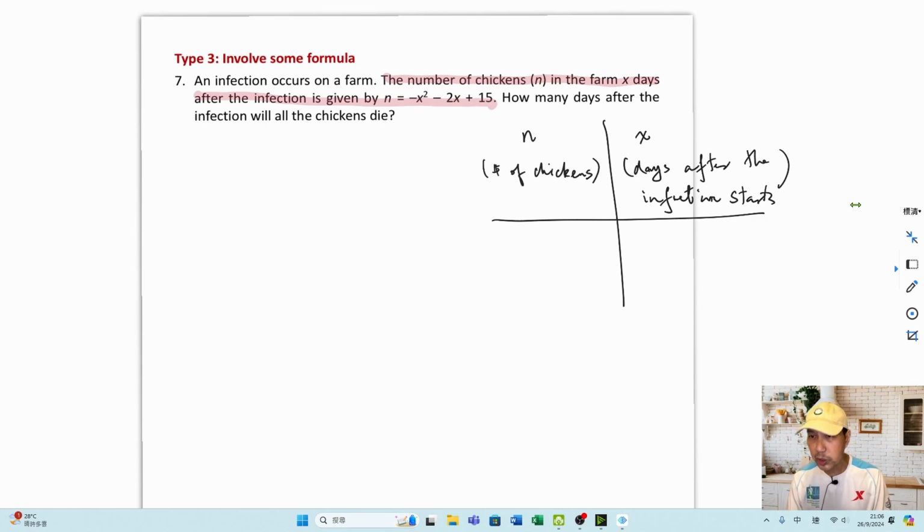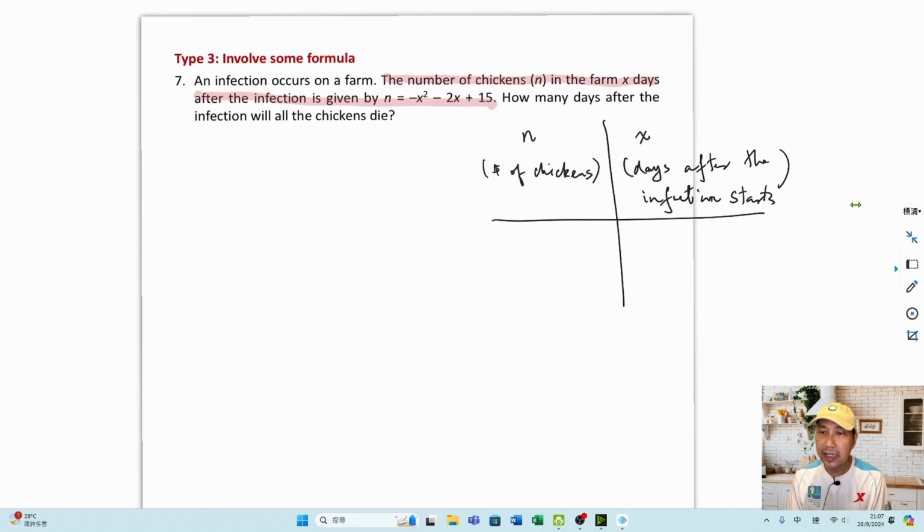The number of chickens on the farm each day after the infection is given by a formula. The most difficult part of these questions is to make sense of this sentence, which I underline. There is a formula: n is equal to negative x squared minus 2x plus 15. There are two variables. We need to understand the relationship between them.